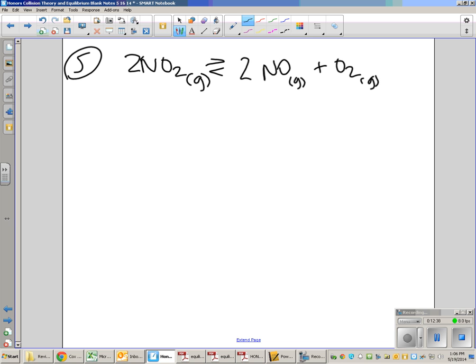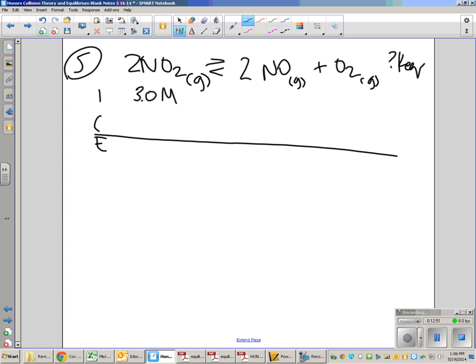Calculate Keq. So my question is, what is Keq? If the reaction starts with, so the starting point would be initial, right? Starts with 3.0 molar nitrogen dioxide, and at equilibrium, only 0.5 of that remains. Well, what was the change? 2.5 was subtracted. If I couldn't do this math, I wouldn't call it a specific number.